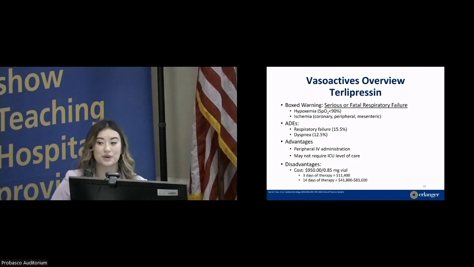However, a boxed warning listed on the package insert includes hypoxemia and ischemia. In addition, respiratory failure was seen in the terlipressin groups at 15.5%, which is significantly higher than the placebo group it was compared to. And of course, dyspnea is also noted. Advantages can include that it can be given via IV peripheral administration and may not require ICU level care. However, it is extremely costly.